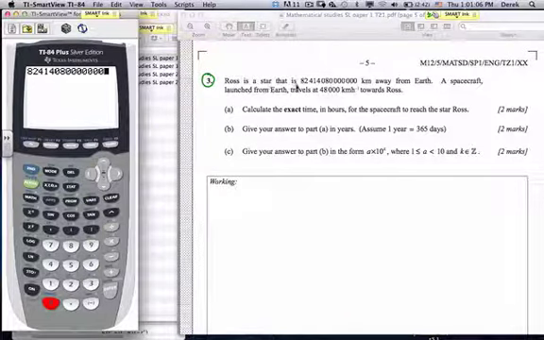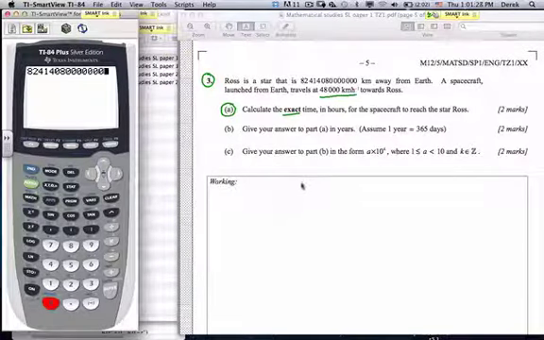Ross is a star that is this distance, a very big number, kilometers away from the Earth. A spacecraft launched from the Earth travels at 48,000 kilometers per hour toward Ross. A. Calculate the exact time in hours for the spacecraft to reach the star Ross.